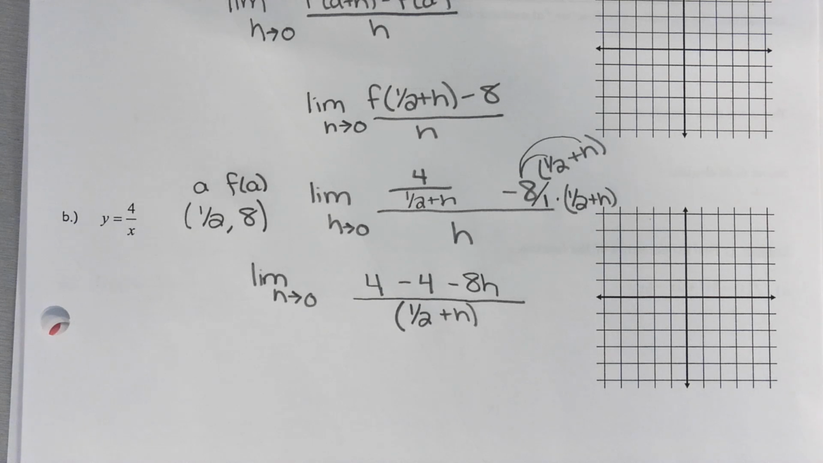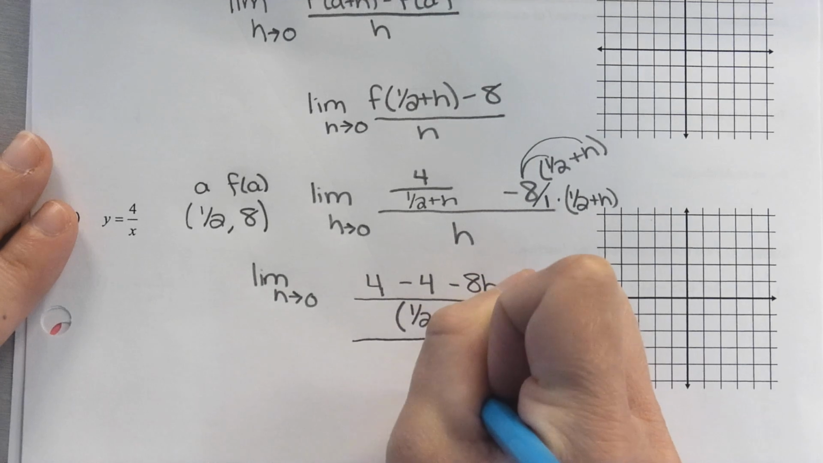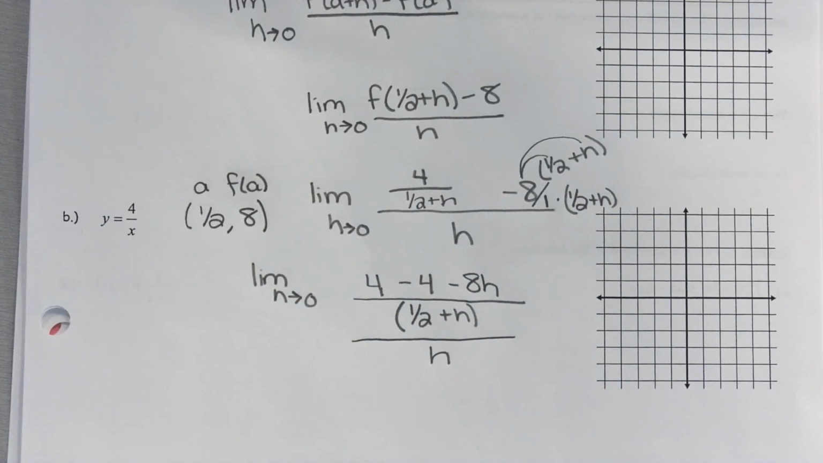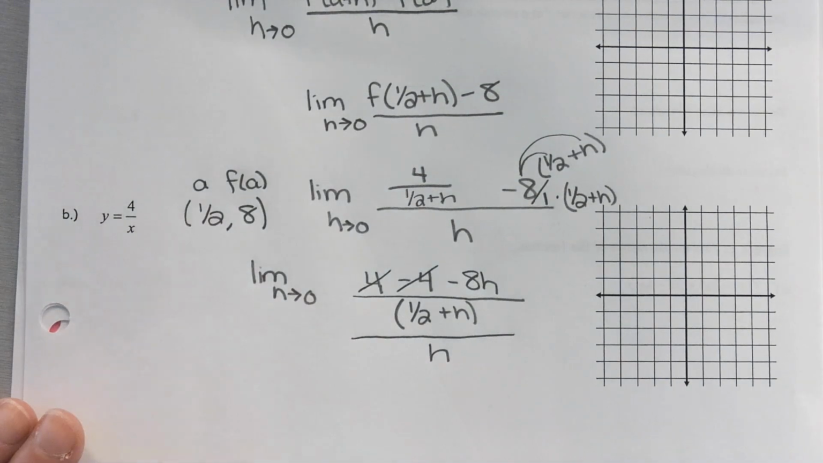All I did is I took this top part and consolidated it into one fraction. So 4 minus 4, and then 8h. And then this is my bottom. And then what do I still need to put that all over? H. There's still an h hanging out down in the very bottom. Can I plug in the 0 now? Shucks. Okay. What happens in my numerator? The 4's cancel out, so that's kind of nice.